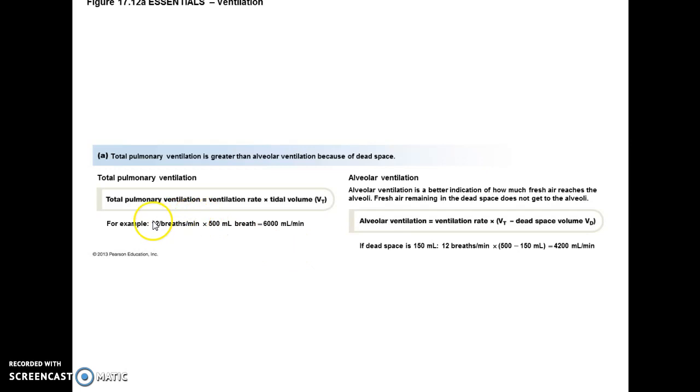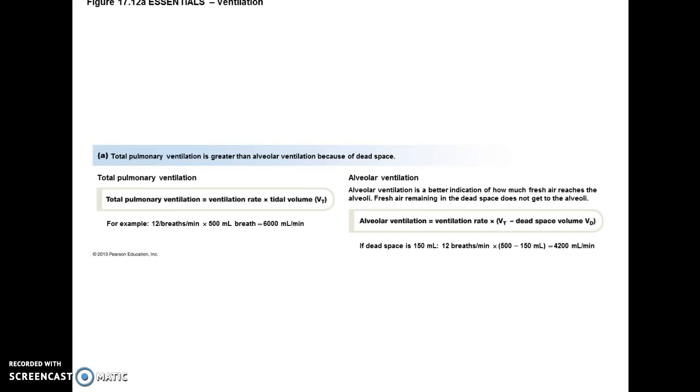All right. So pulmonary ventilation. Total pulmonary ventilation is going to be the ventilation rate, which is about 12 breaths per minute. 12 to 18 breaths per minute is normal. So anything lower than 12 would be a bradypnea. Anything higher than 18 might be a tachypnea. So a tachypnea would definitely be when somebody's hyperventilating.